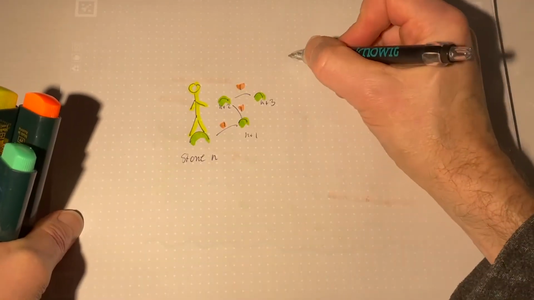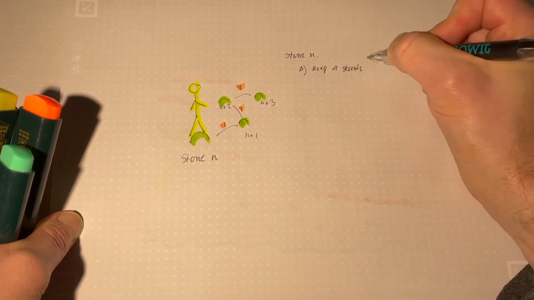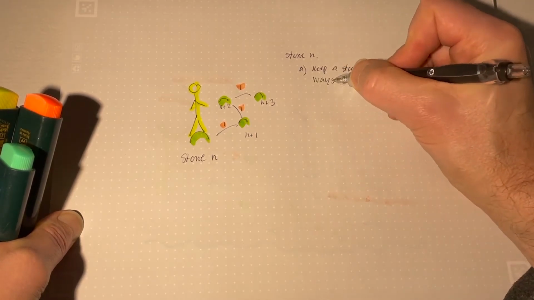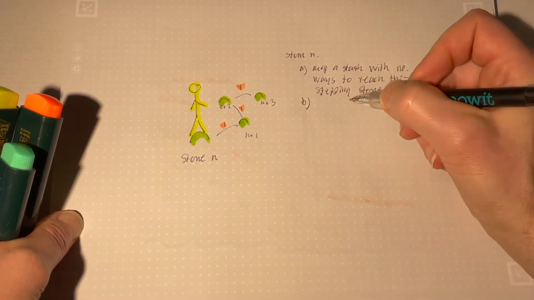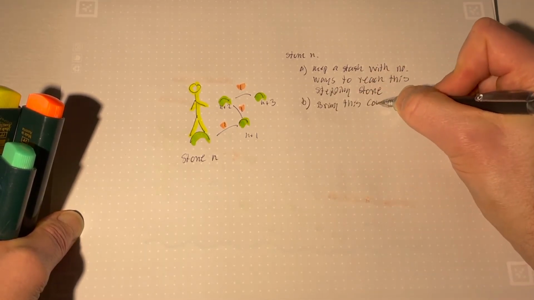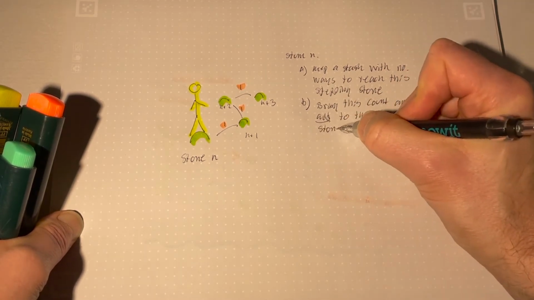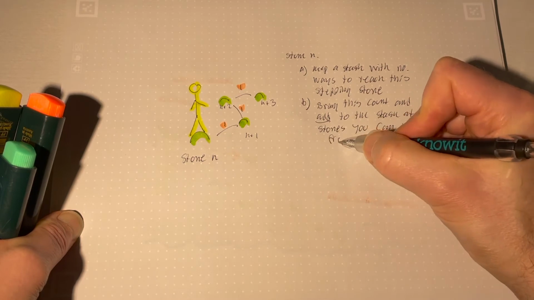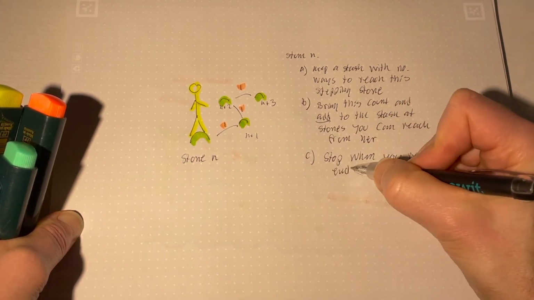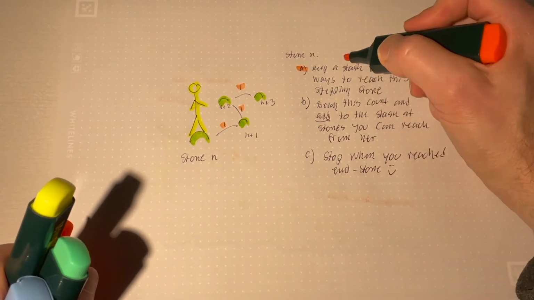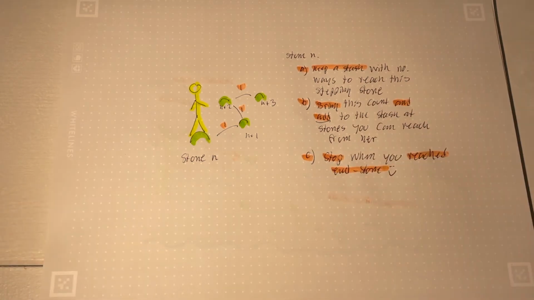At each step, reaching stone N, the walker may keep a stash with the number of ways to reach this stepping stone. Bring this count and add it to the stash at reachable stones. And stop when the end stone is within reach. Now the answer to the number of ways to reach the end stone is in the stash of the end stone.